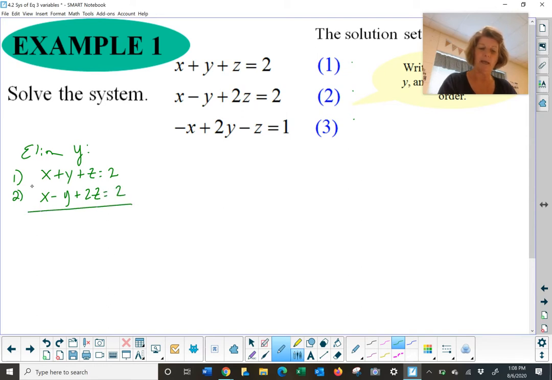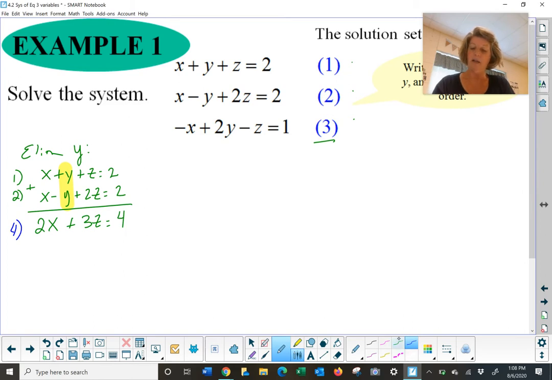All right. I'm going to add them together because what I'm after is taking advantage of the positive negative on the y for elimination. Adding them together, we get 2x, plus 3z equals 4. I think of this as a new equation. Since I already have 3 equations, I'm going to call this one equation 4.